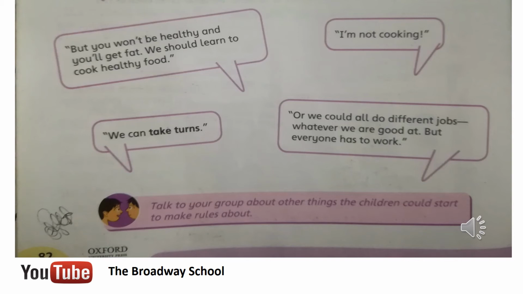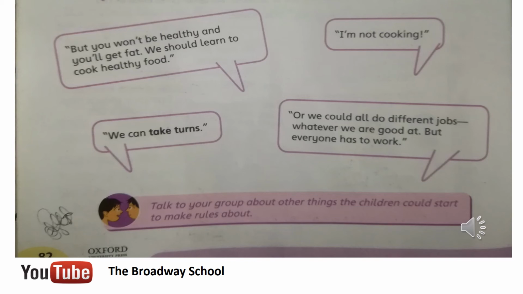So, for this purpose, they have to cook food and they have to cook healthy food. I am not cooking. It means someone is not good in cooking. Another suggestion from those children: we can take turns. Or we could all do different jobs, whatever we are good at, but everyone has to work. Now here is a concluded suggestion: if someone is not good at one work or job, then they can do work in which they will feel easy. So everyone will work according to his or her turn.